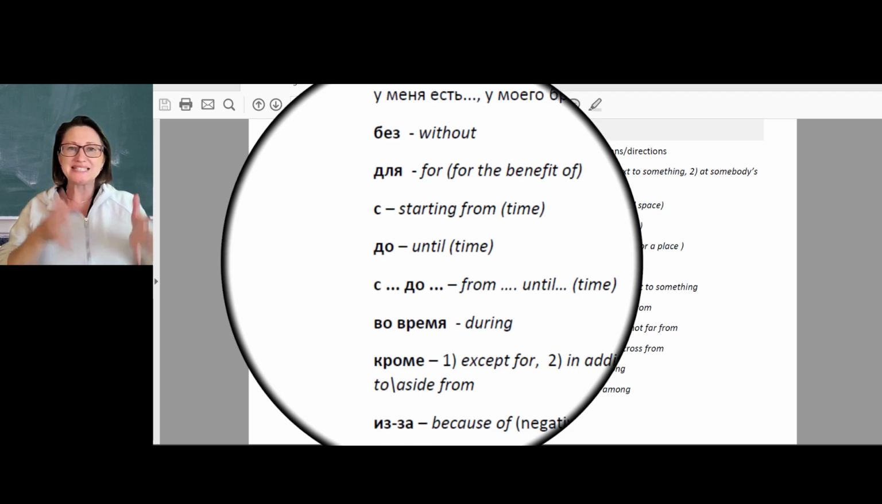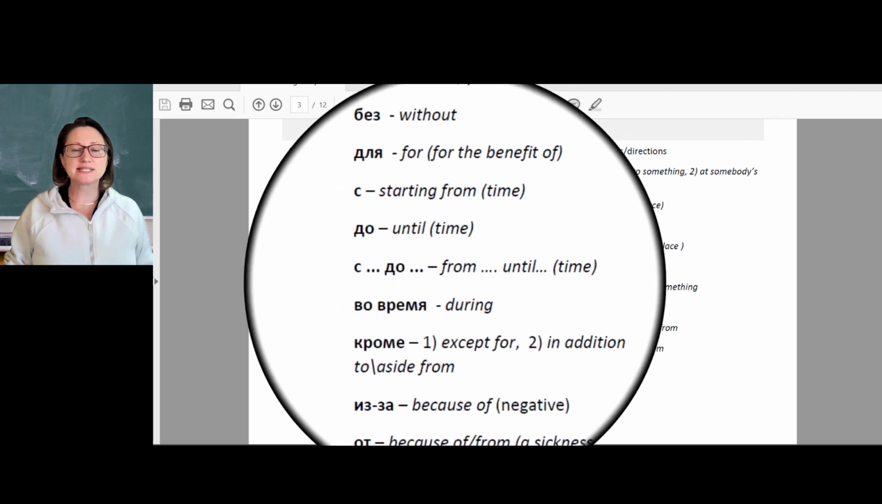So до means until, meaning again until some time. And here we have с до, from until, like from the morning till the evening, from Monday till Friday. All of these will be followed by genitive, like с понедельника, from Monday, до пятницы, till Friday.